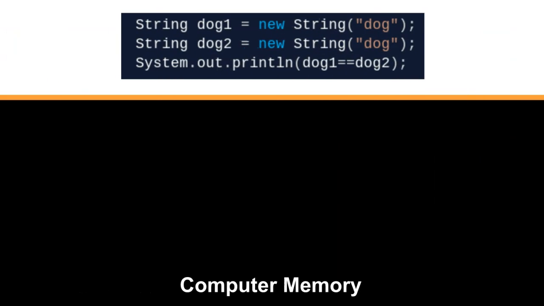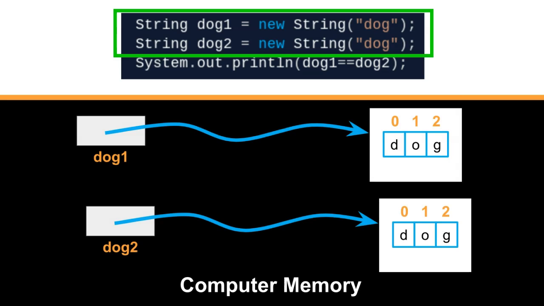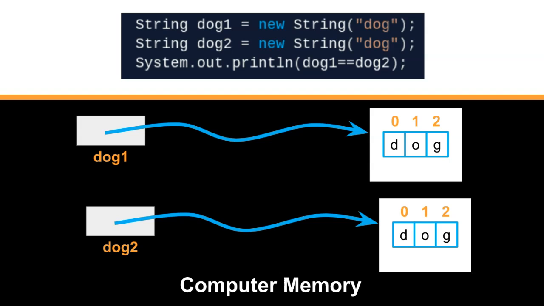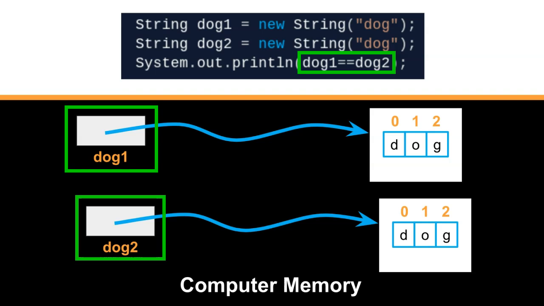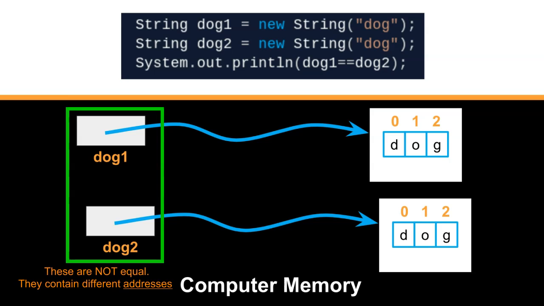When these lines of code execute, two string objects are created, and their addresses are stored in their respective reference variables. Now think about what happens during this comparison. We're checking to see if the value in dog1 equals the value in dog2. Clearly, those values are not equal. Dog1 contains this object's address, while dog2 contains this object's address. In other words, these reference variables contain two different memory addresses and therefore are not equal to each other.